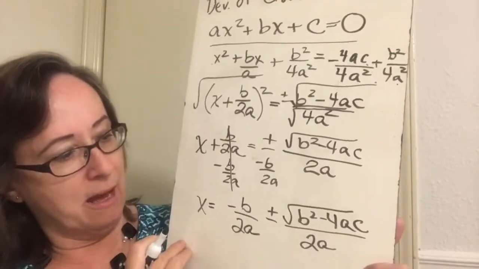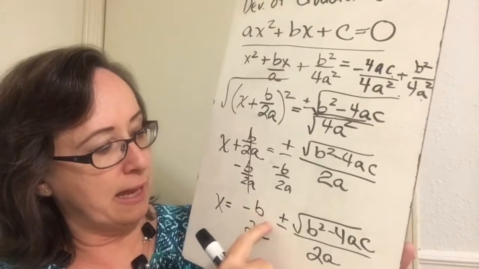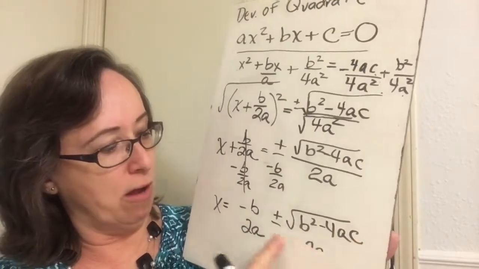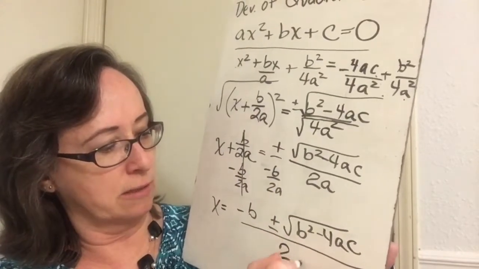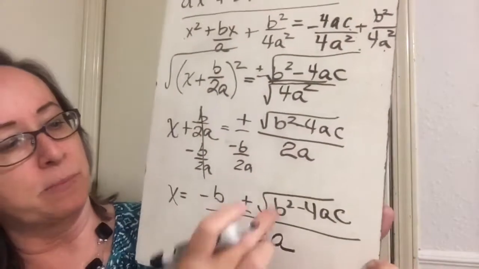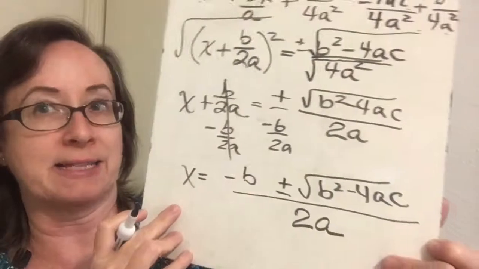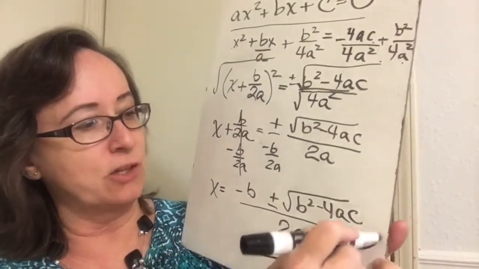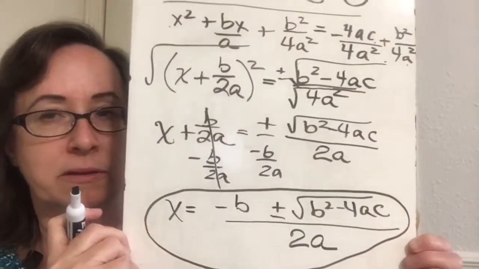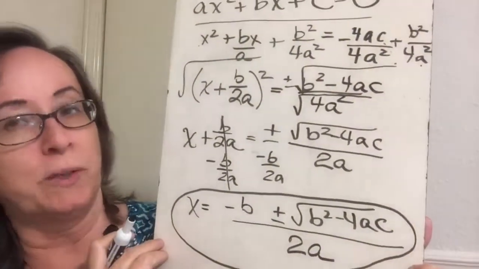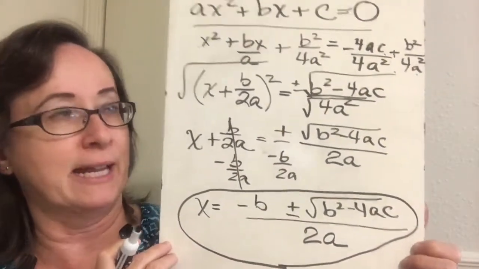And because I have a 2a, and because both of these parts are real, I may write all of it over one nice long denominator. Negative b plus or minus the square root of b squared minus 4ac over 2a is what x will equal. This is your quadratic formula derived for you. So if you would like to do that for your final exam, you get a little bit of extra credit.